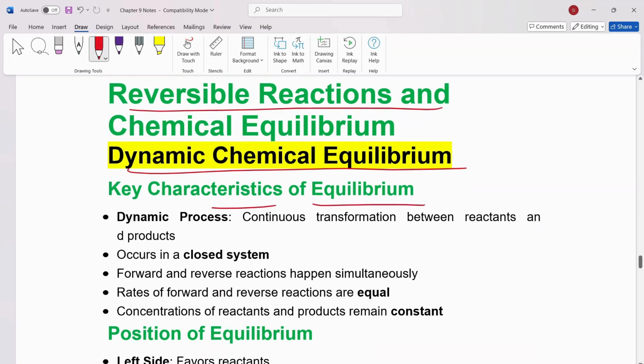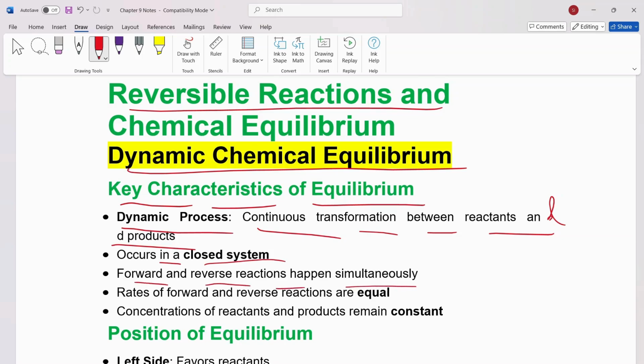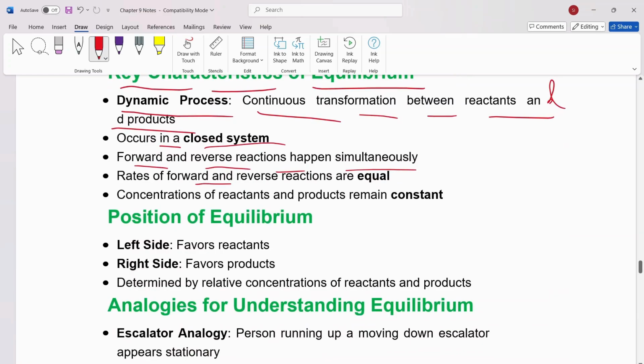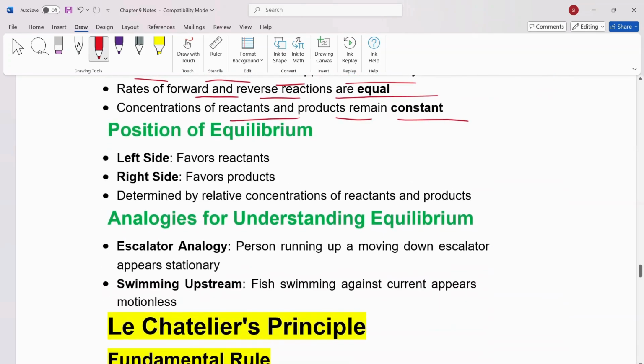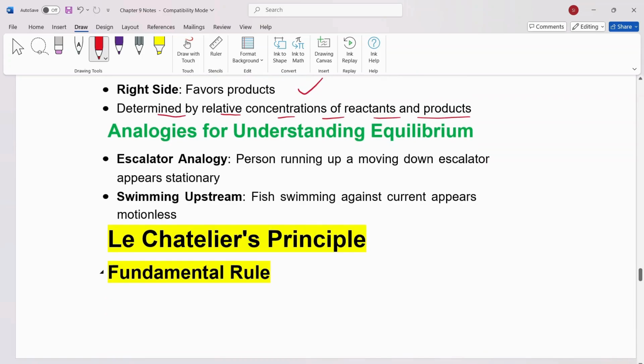What are the key characteristics of equilibrium? Dynamic process means continuous transformation between reactants and products. Closed system: forward and reverse reactions happen simultaneously. Rates of forward and reverse reactions are equal. Concentrations of reactants and products remain constant. Positions: left-hand side favors reactants, right-hand side favors products, determined by relative concentrations of reactants and products.